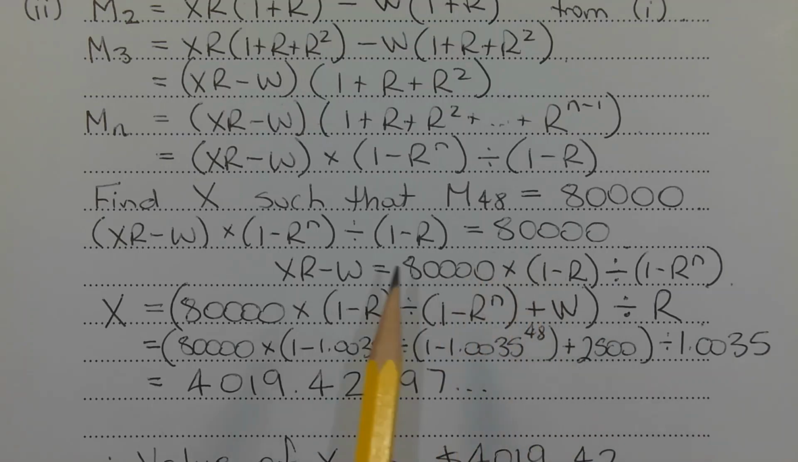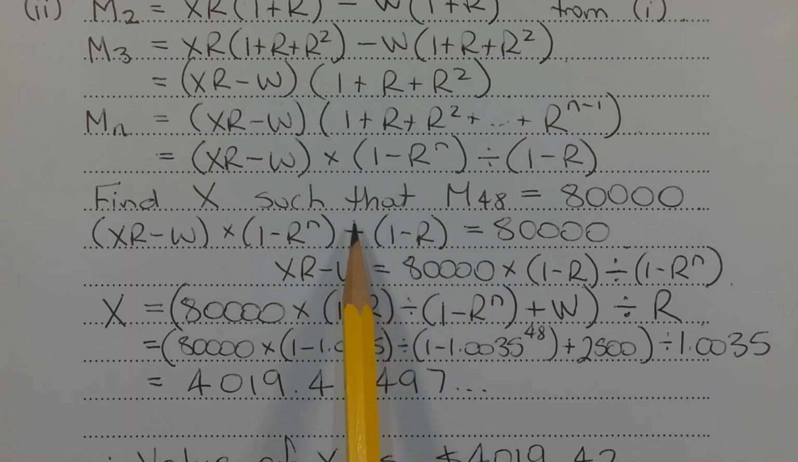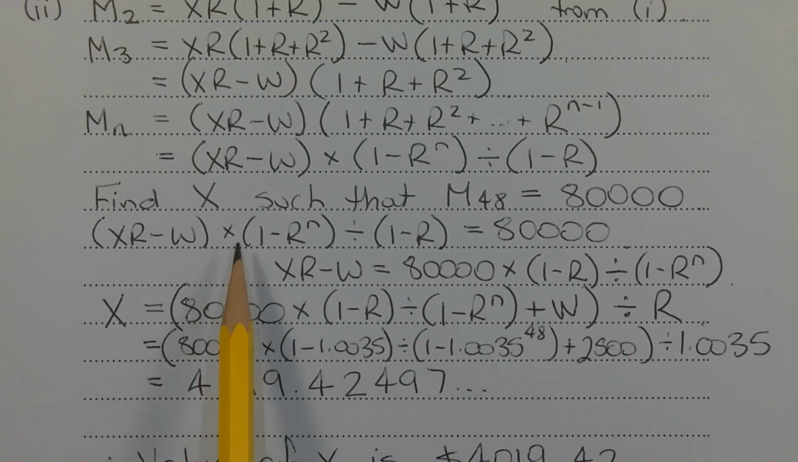Now we can do two things here at once, which is we can move these two terms over to the other side to make XR minus W the subject. So we can multiply by (1 minus R). So this moves over, becomes times (1 minus R). And this times (1 minus R^n) becomes divide by (1 minus R^n). So XR minus W is equal to 80,000 times (1 minus R) divided by (1 minus R^n).